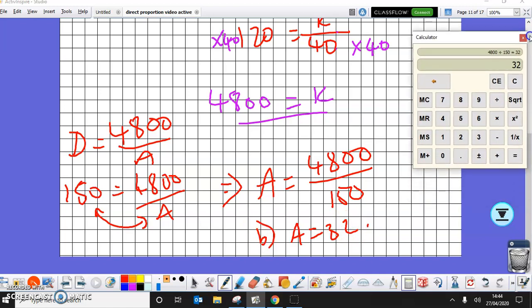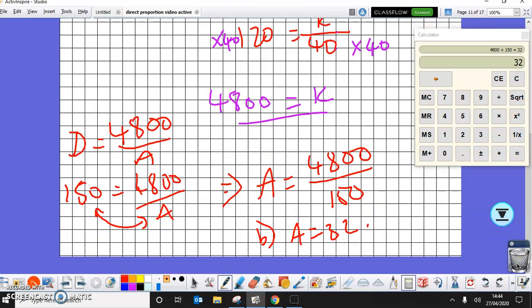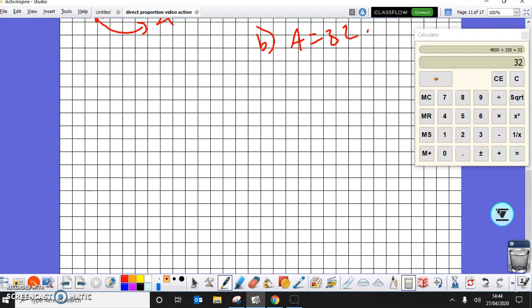And finally for C, find D when A is 60. D equals 4,800 over A. So 4,800.